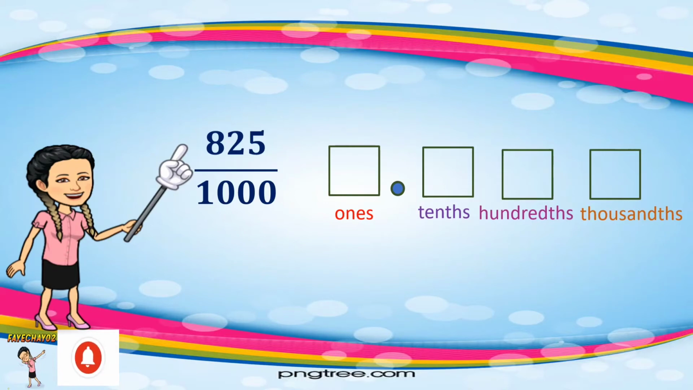Another one, we have 825/1000. Again, we don't have any whole number. Put a 0 in the whole number place. Then we have 8 in the tenths place, 2 in the hundredths place, and 5 in the thousandths place. 825/1000 can be written as 0.825.